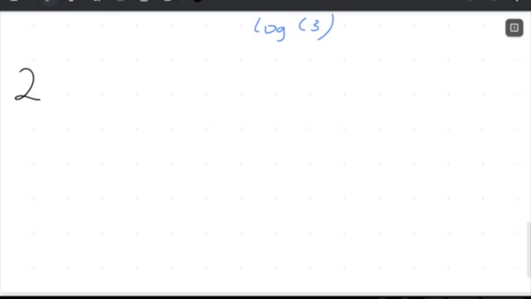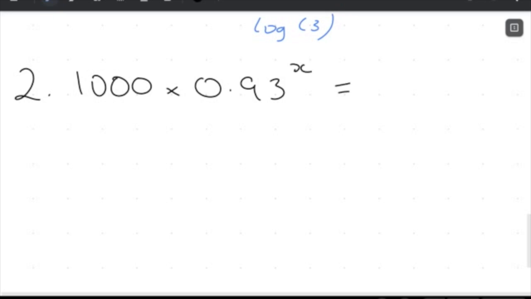But what we want to do is solve this thing over here. So 1,000 times 0.93 to the power of x equals 100. Okay, so this is a slightly more extensive equation that we have. First of all, we can't apply our change of base to this thing here until we get rid of this 1,000 multiplying out the front.